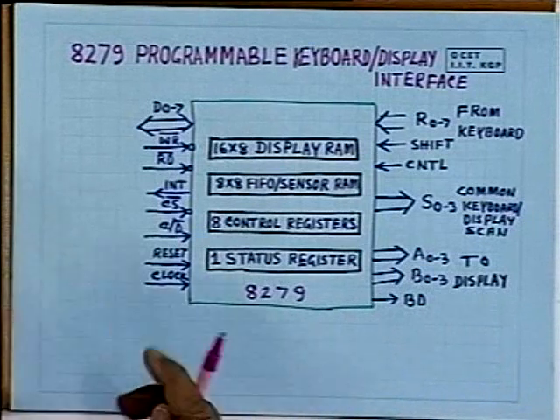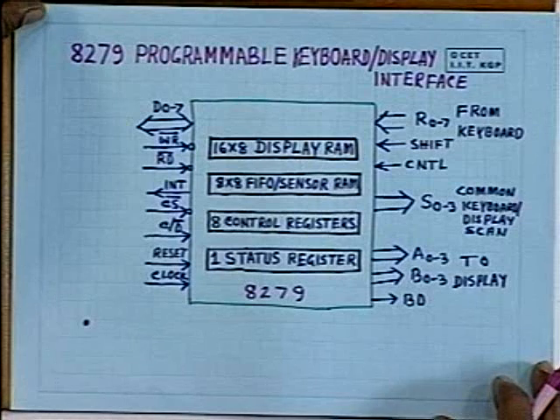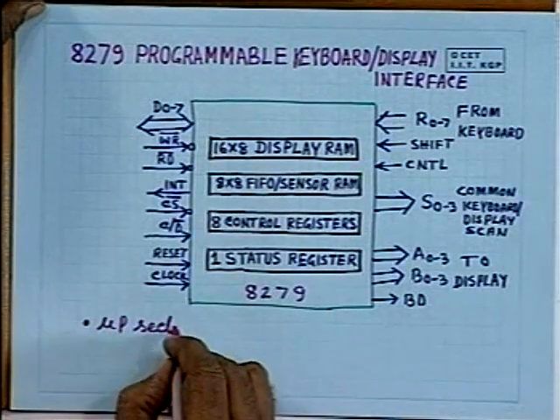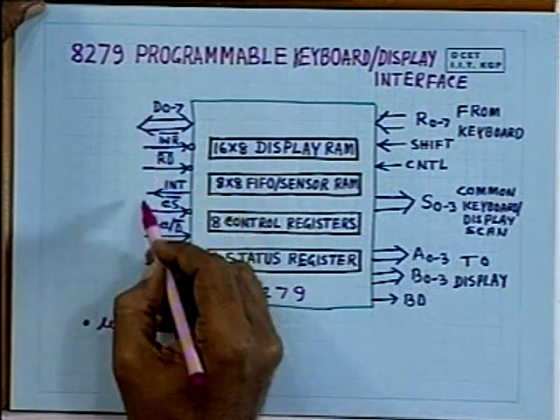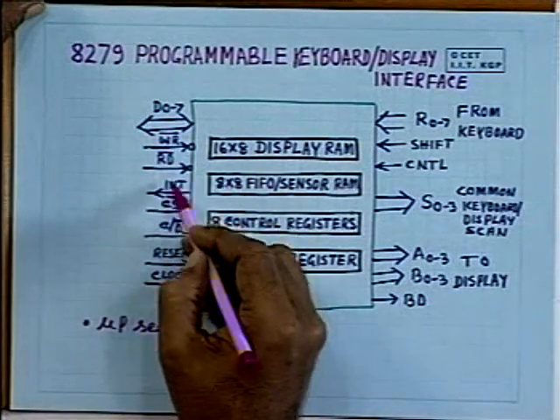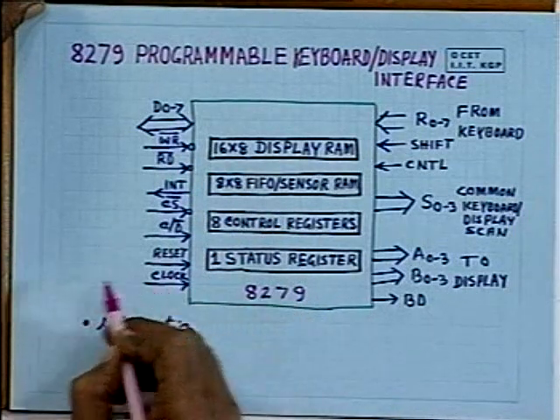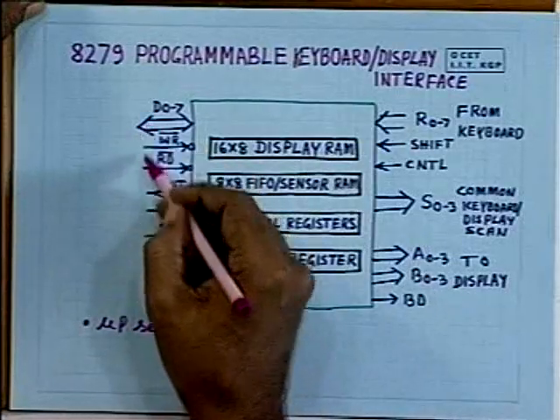It has basically got 4 different sections. First of all, it has got the microprocessor section. By microprocessor section, I mean you can see here on this side the signal lines are available in such a way that it can be readily interfaced, particularly to Intel series of microprocessors, to 8085, 8086 and so on.